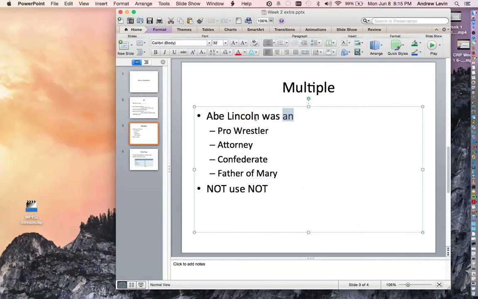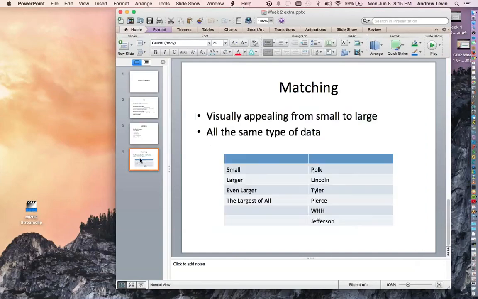Actually, he was an amateur wrestler. I don't think they had pro wrestling back then. But there, I just gave it away. Make sure when you write it, don't give the answer away. So you would just write Abe Lincoln was a pro wrestler, an attorney, a Confederate, the father of Mary. And remember, don't use not. And this we talked about here. Once again, here, you got two more than the other side.